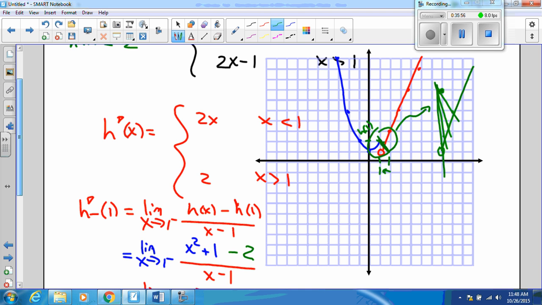Why do you draw lines? Because that's how we compute derivatives. We do a secant line whose slope is the difference quotient. The point is 1, h of 1, and this point is x, h of x. The slope of this line is h of x minus h of 1 over x minus 1.